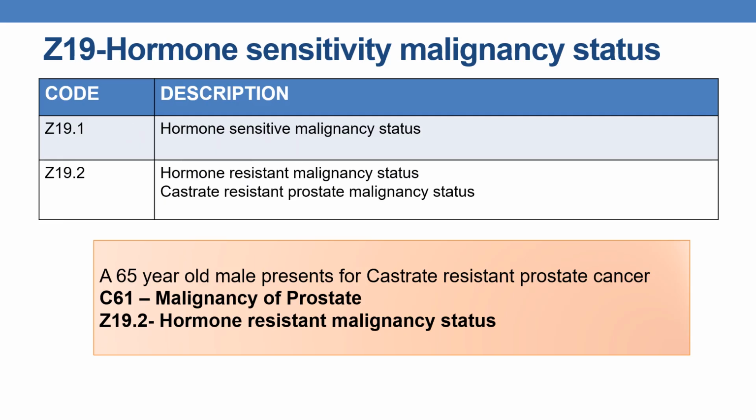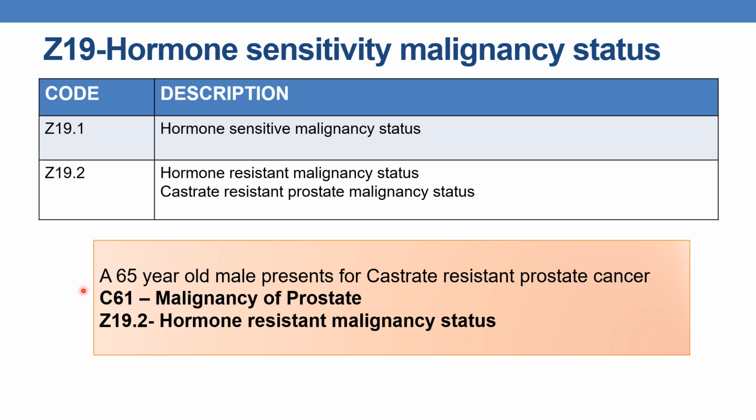Now coming to the next category, that is Z19, hormone sensitivity malignancy status. There are two codes under this. Z19.1 indicates hormone sensitive malignancy status. That is, that malignancy is sensitive to hormone therapy. The next is Z19.2. It indicates hormone resistant malignancy status, or whenever the physician documents castrate resistant prostate malignancy status, you need to code Z19.2.